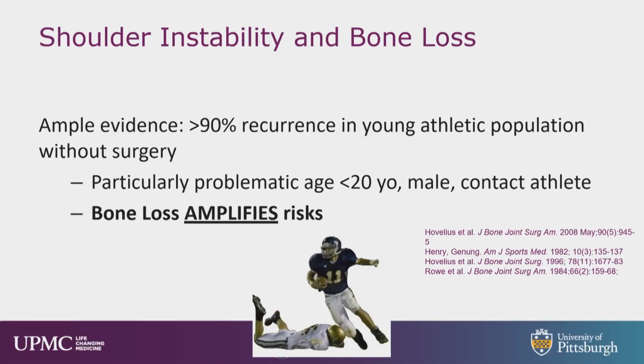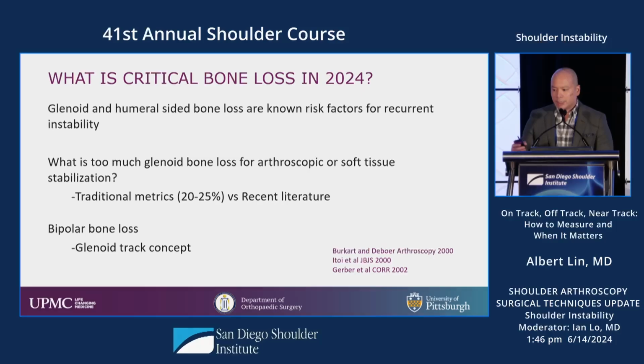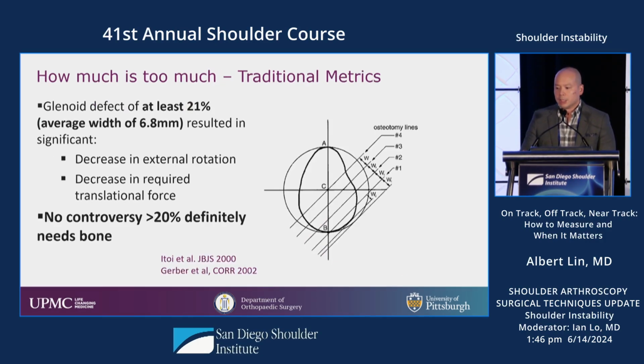We know that recurrent instability is an issue with the young population and that bone loss significantly amplifies those risks. And I think we should really think about critical bone loss both from a glenoid and a humeral-sided aspect. And what we consider to be too much glenoid bone loss is really evolving over time in terms of what we can do arthroscopically, as we'll discuss. And then our understanding of bipolar bone loss and glenoid track concept also continues to evolve.